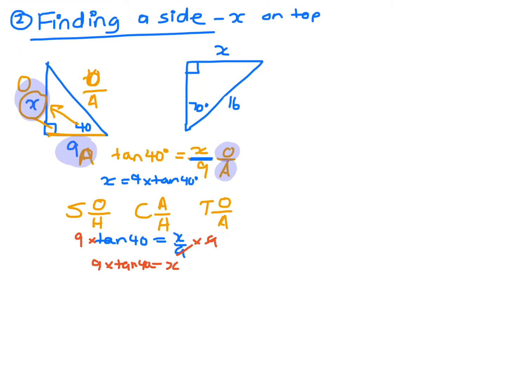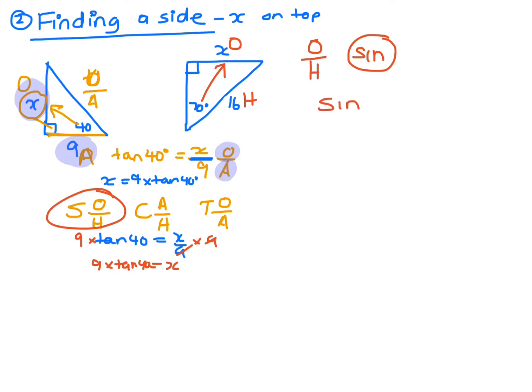Okay, so now let's just take a look at this one. That would be opposite, and this would be the hypotenuse. So OH, so that would be sine, because that is SOH. Okay, so setting it up, we go sine of the angle, so sine 70 is the opposite. The opposite, if you look at that, is x, and we put that over the hypotenuse, and the hypotenuse here is 16. You put it over 16.